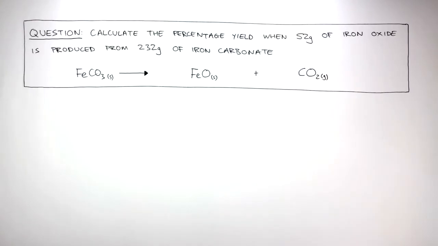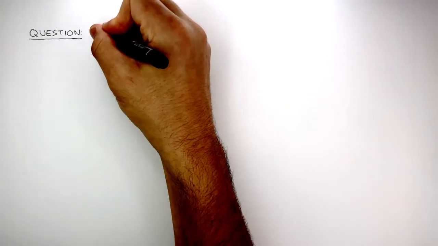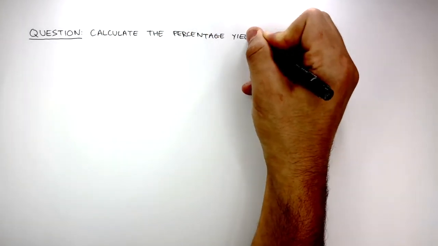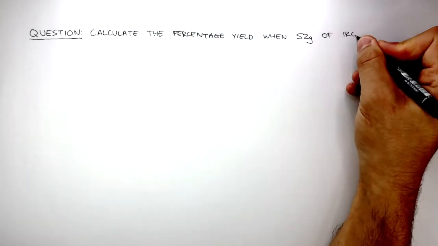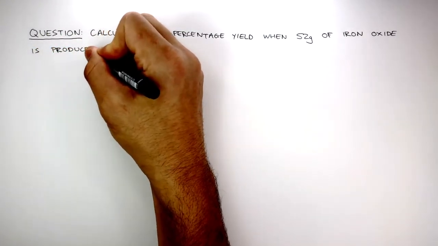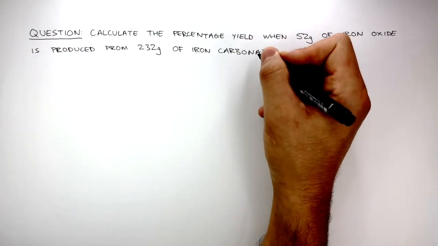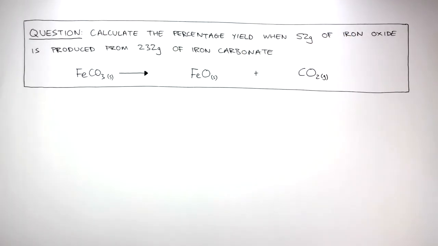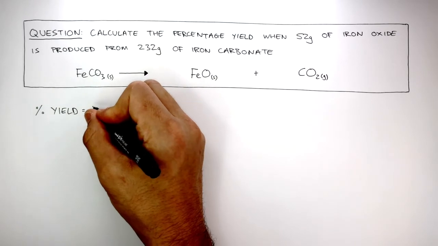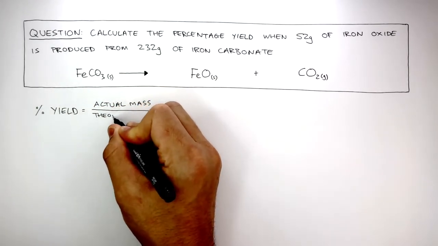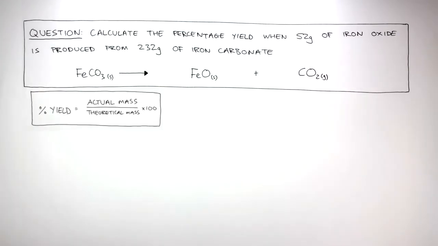In this next example, which is more challenging, the exam style question is asking you to calculate the percentage yield when 52 grams of iron oxide is produced from 232 grams of iron carbonate. And here's the balanced symbol equation to help you. Percentage yield equals actual mass divided by theoretical mass times 100. We always have to write this first.